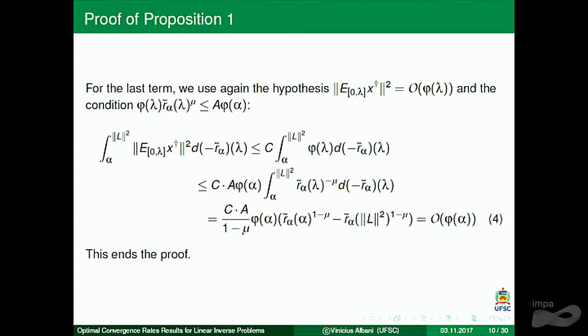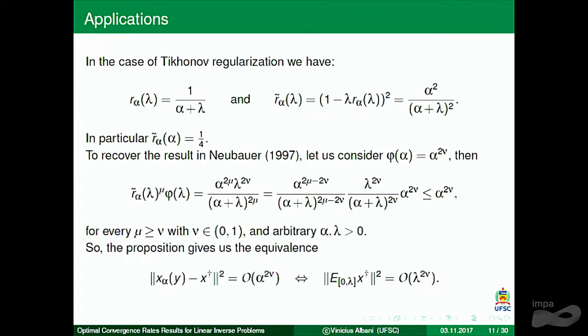Here, we use this estimate here. So this is just the proof of this proposition, and then we apply this to the case studied by Neubauer. So this is the Tikhonov regularization function here, and this is the error function in the case of Tikhonov regularization. So it's bounded. If you replace lambda by alpha, it's just 1/4.